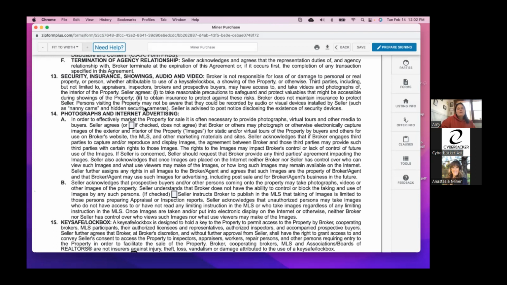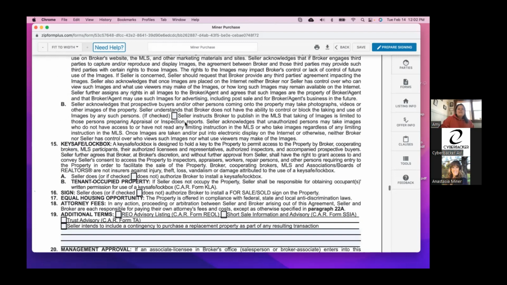Persons visiting the property may not be aware that they could be recorded by audio or visual devices installed by the seller, such as nanny cams and hidden security cameras. Seller is advised to post a notice disclosing the existence of security devices. It is good practice, and I'm not in the habit of doing this, but it is good practice to post a sign at the door, or maybe even on the lockbox or wherever it might be as they walk in the door, that they may be recorded by audio or visual devices. Most homes have Ring cameras, most are Ring doorbells or Alexas or different things that may pick up their voice and record it. So it's always a good idea to include that with any of your potential listings.